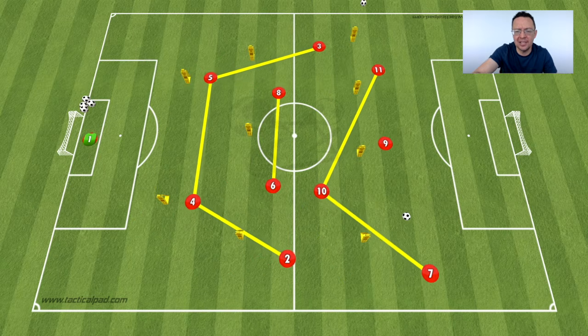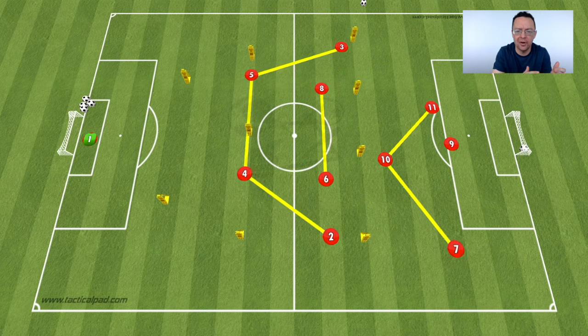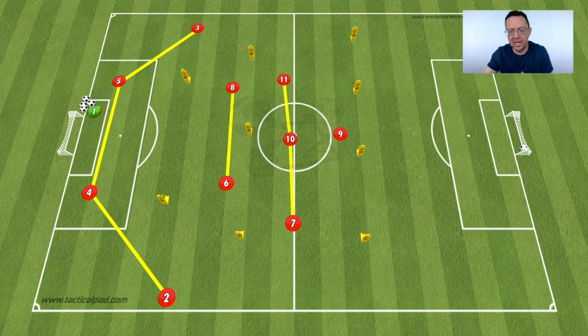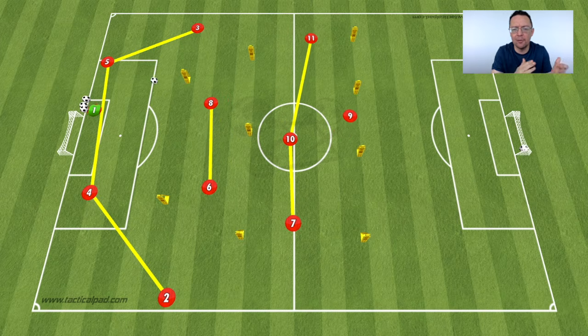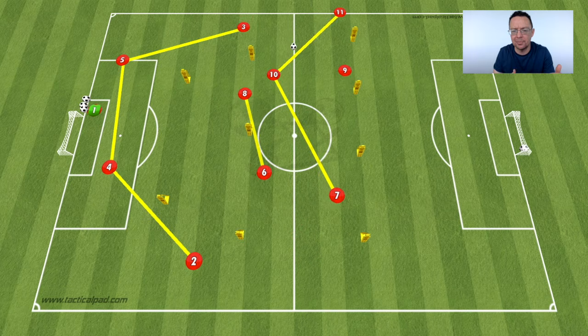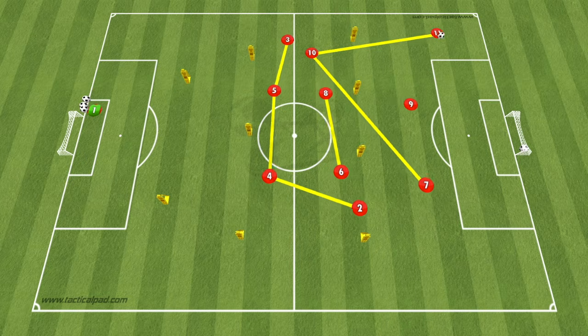The good thing about this exercise is that you can alternate one side working, one side recovering. So it's quite easy to coach in terms of one side works, one side recovers. It also involves 4 lanes in the build. So you've got everyone involved. You've got bounce passes, combination play, and you're finished with a cross and hopefully an opportunity to finish.